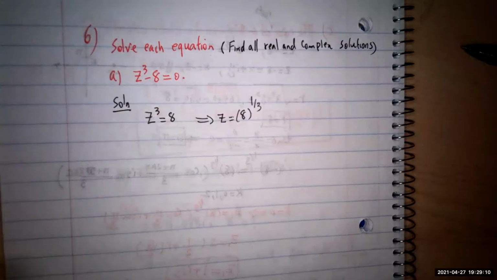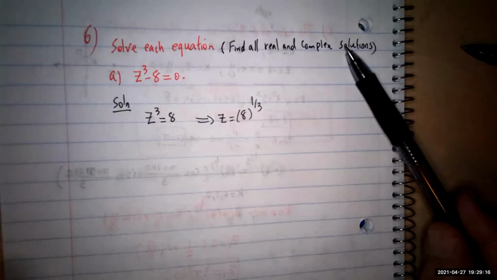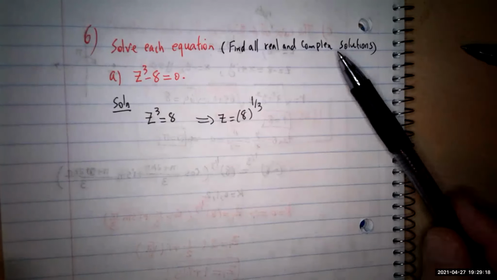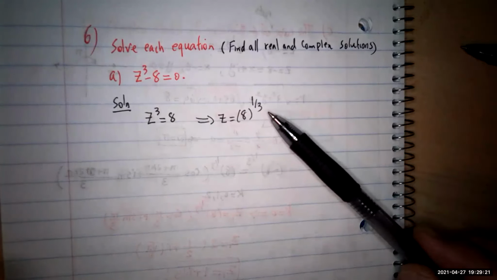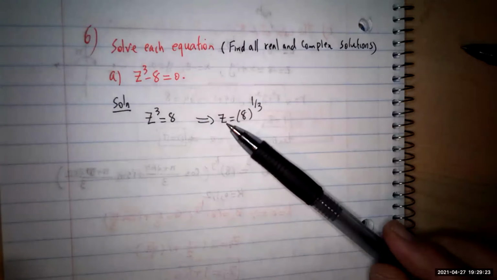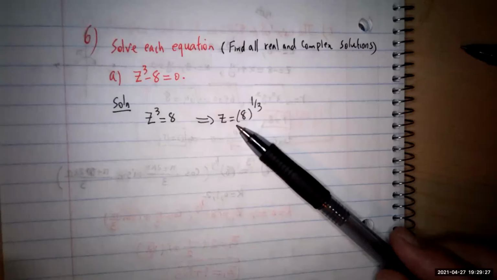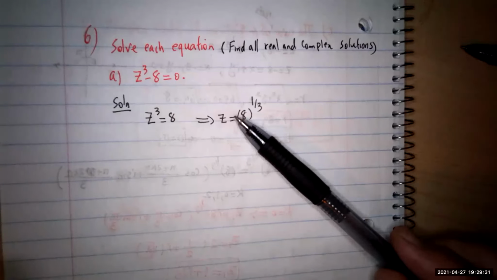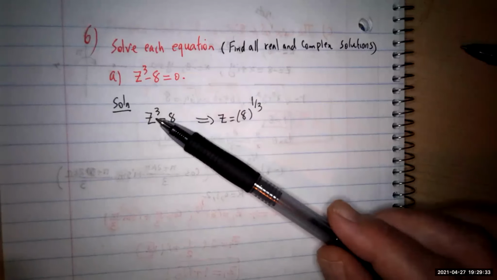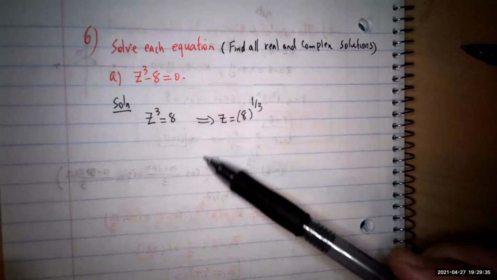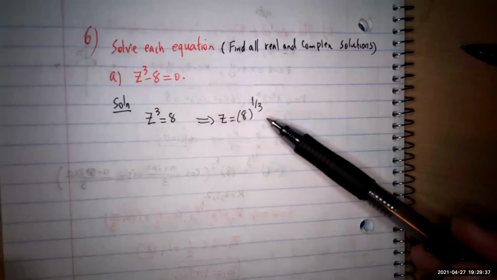8 to the 1/3 is the cube root of 8. The answer is true if you are in algebra, if you don't believe in complex numbers. But from our point of view, they call it z, they didn't call it x, so this means you are in a complex mood. Any equation of a 3rd degree should have 3 solutions, so we have to find all the solutions.